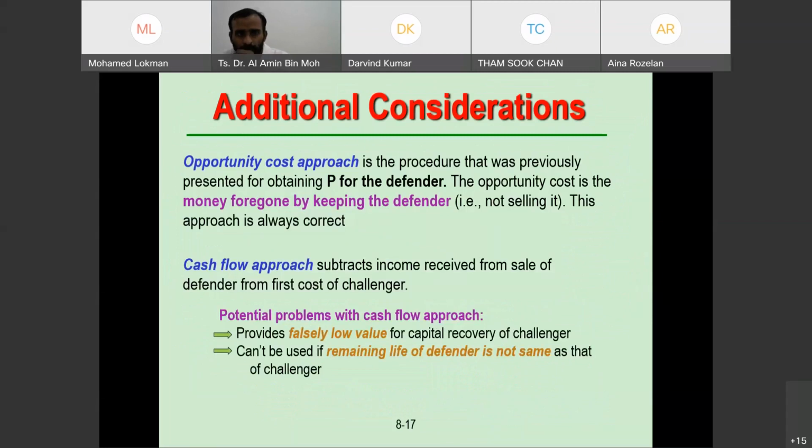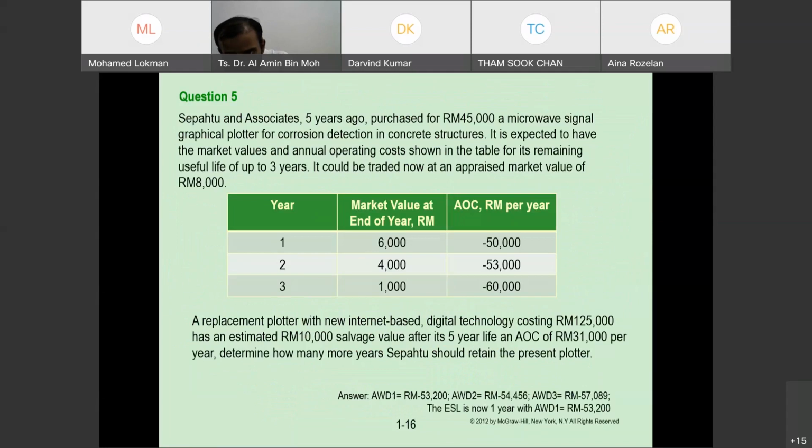Now, doctor, can I ask a question? Yes, please. Doctor, I want to ask, in this replacement analysis, is the cash flow diagram no need to sketch at all?